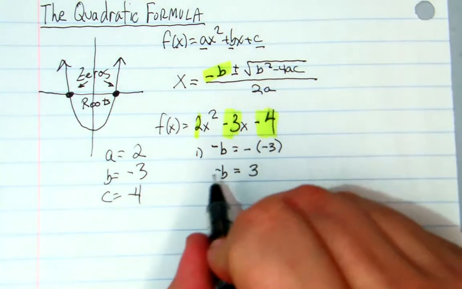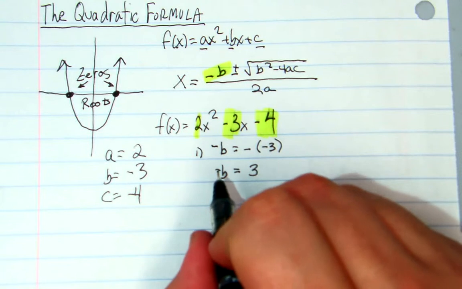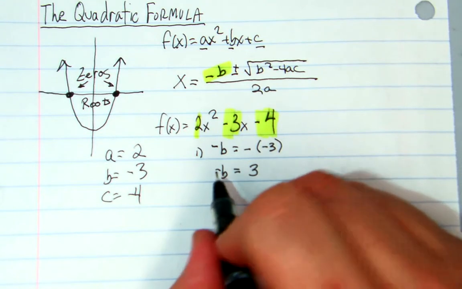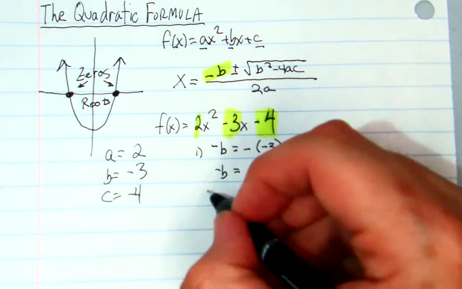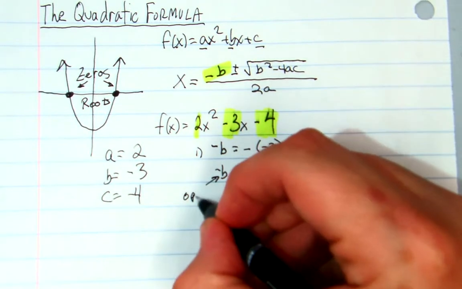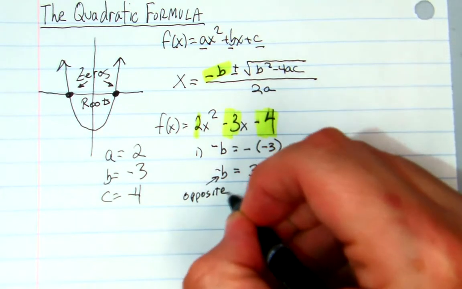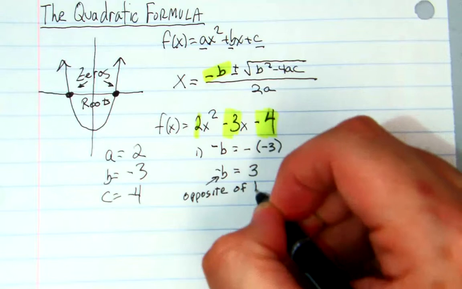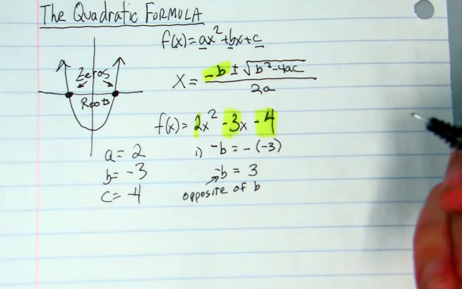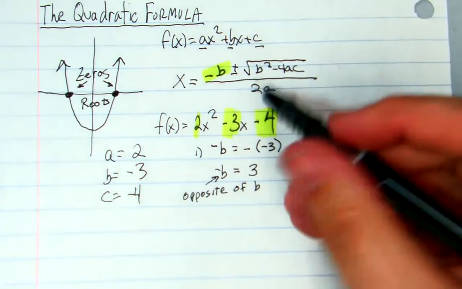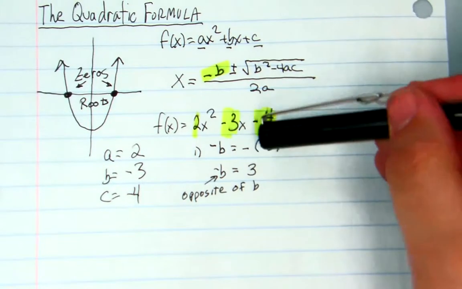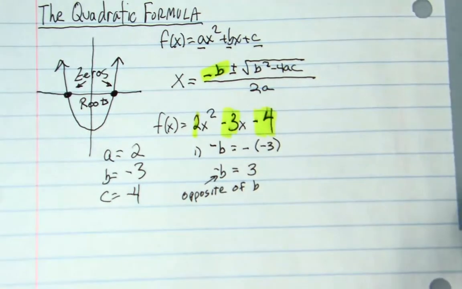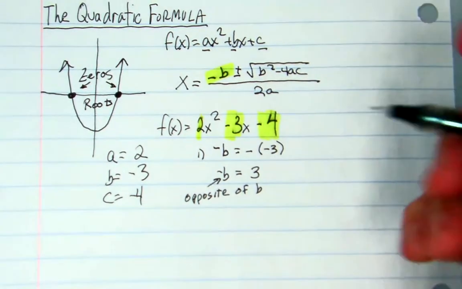I know it looks weird because it has a negative b, or we don't think of this as a negative sign. We want to think of that as an opposite sign. So that's opposite of b, not negative b. So if you think of it as the opposite, then hopefully it makes a little bit more sense when we say, what's the opposite of negative 3? Well, that's positive 3. It's on the other side of 0.